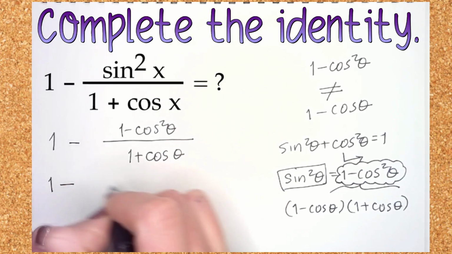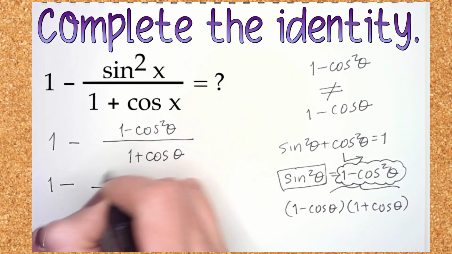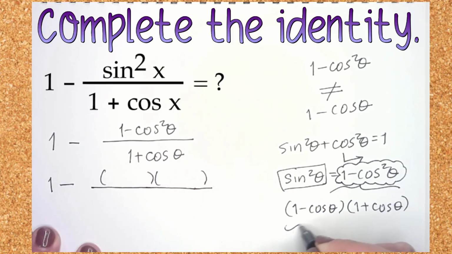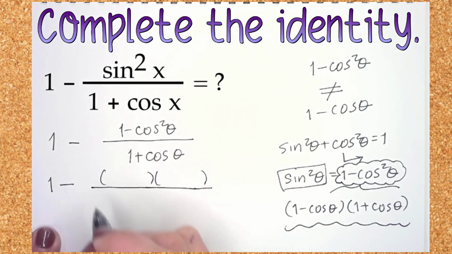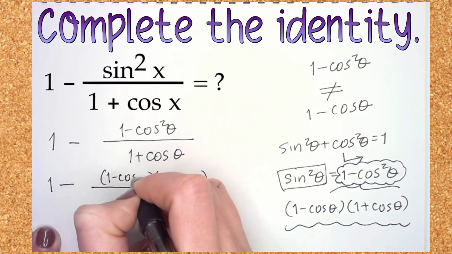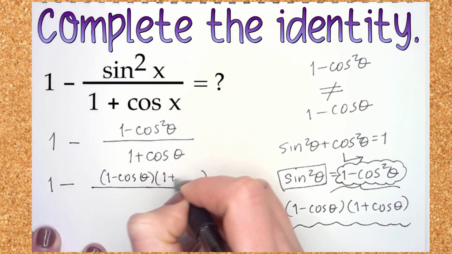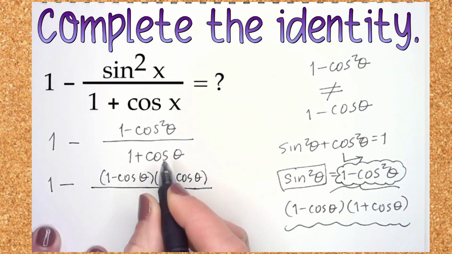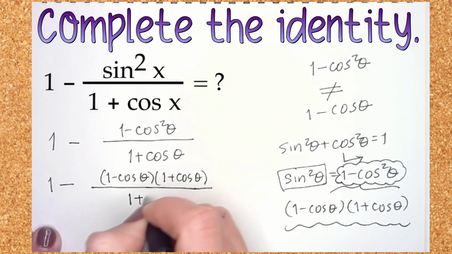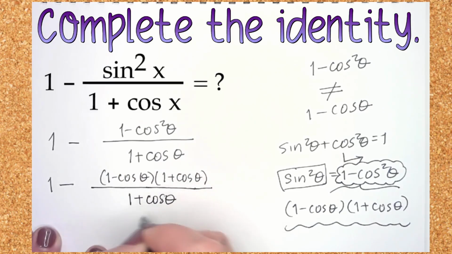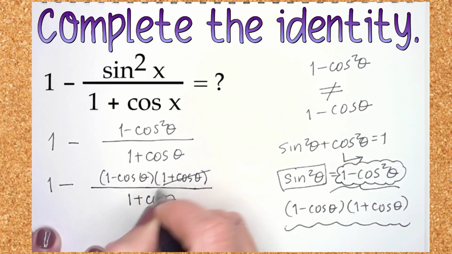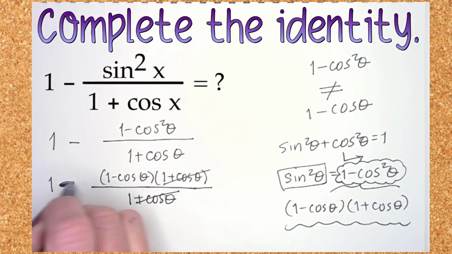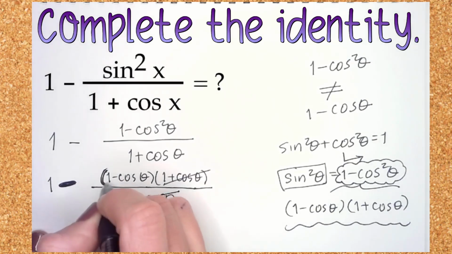So next step, 1 minus. Next, I'm going to factor that numerator like I described right there as a difference of two squares. So 1 minus cosine theta and 1 plus cosine theta. These are interchangeable, obviously. It doesn't matter. Multiplication is commutative. Then, oh my gosh, we can reduce. That can cross out, but be so careful.